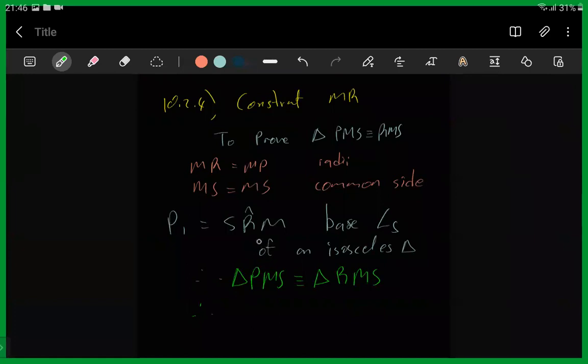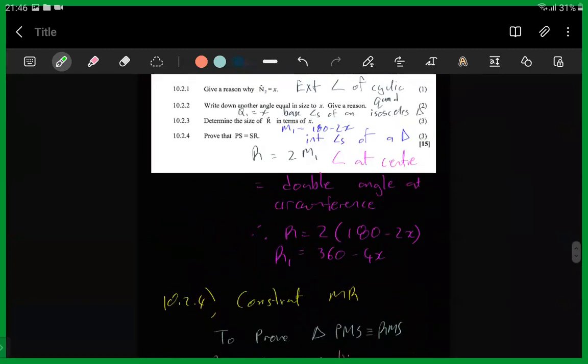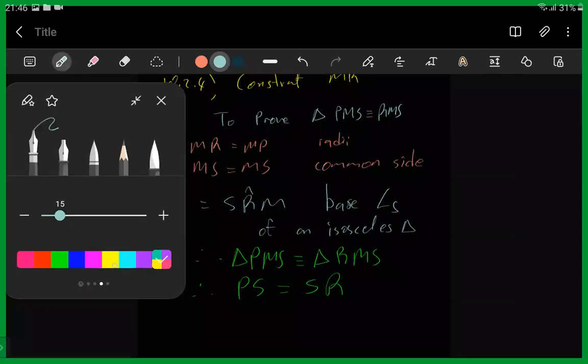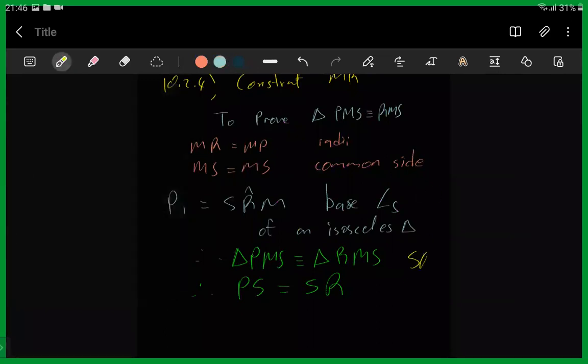Therefore, PS is equal to SR. The reason for having shown the congruency there, we can say side, angle, side. There we go. You see it? So that's how you go through this kind of question.